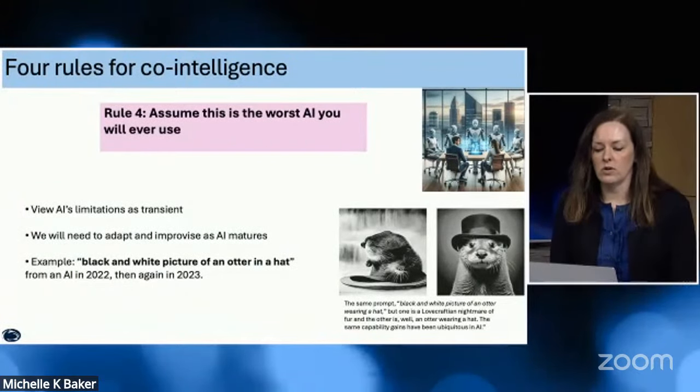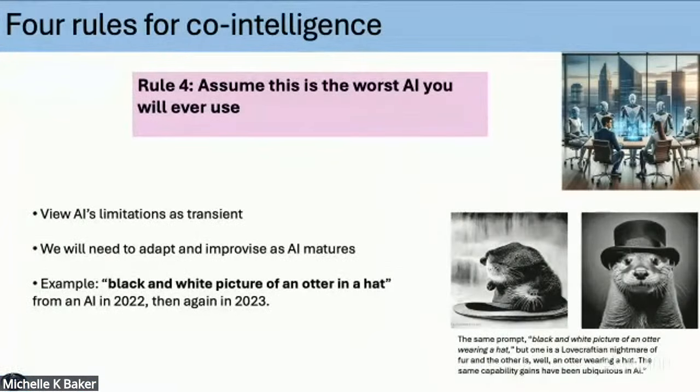And then the fourth rule is to assume that this is the worst AI you're ever going to use. And I say that because all of these limitations are likely transient. As we saw just as recently as 1989, it was hard for computers to even understand or take into account handwritten letters. Now we have the capability of learning from the entire internet, plus all of the photos and video content, and we're able to use that to generate text, video, and photo content.